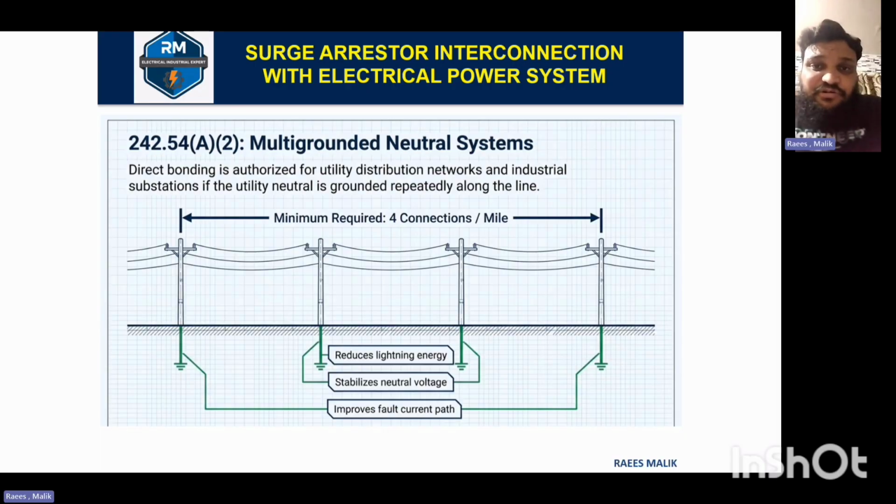When it comes to a multi-ground neutral system, direct bonding is authorized for utility distribution networks. As seen in the picture, each pole or each utility system is separately grounded, with a separately driven ground rod. So in a one-mile multi-grounded neutral system, we can use 4 ground connections. What are the benefits of it? We can reduce lightning energy, stabilize neutral voltage, and improve the fault current path. So this multi-ground system is very beneficial for direct bonding.